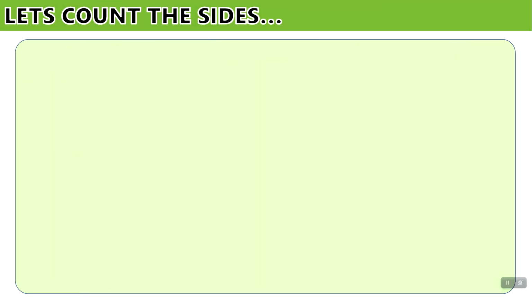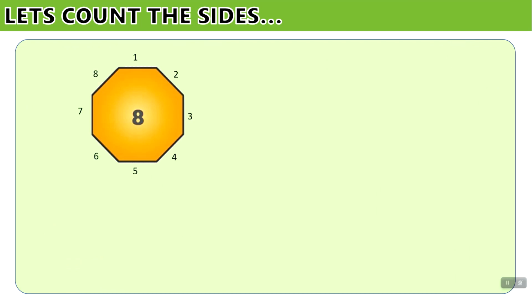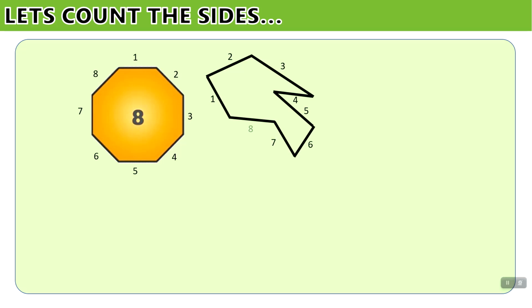Let's look at one more. Let's count the sides. 1, 2, 3, 4, 5, 6, 7, 8. It looks like a stop sign. Now let's look at this shape. 1, 2, 3, 4, 5, 6, 7, 8. Again, 8 sides.